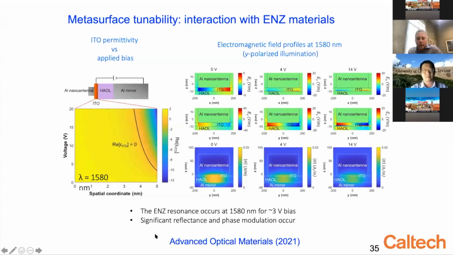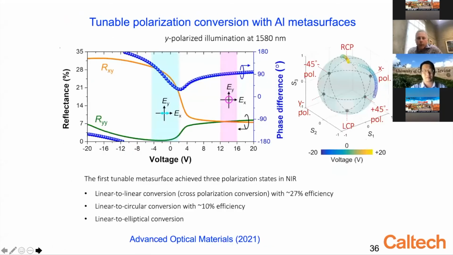It's described in this new paper in Advanced Optical Materials. But the result of this is that by tuning the voltage, one can develop the prescription for accessing a large range of trajectories on the Poincare sphere, going from linear polarization along the equator to circular polarization at the pole.